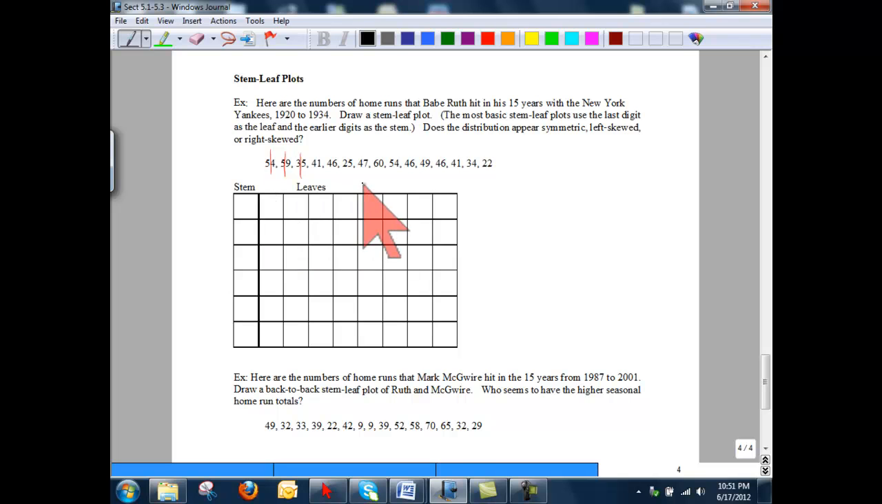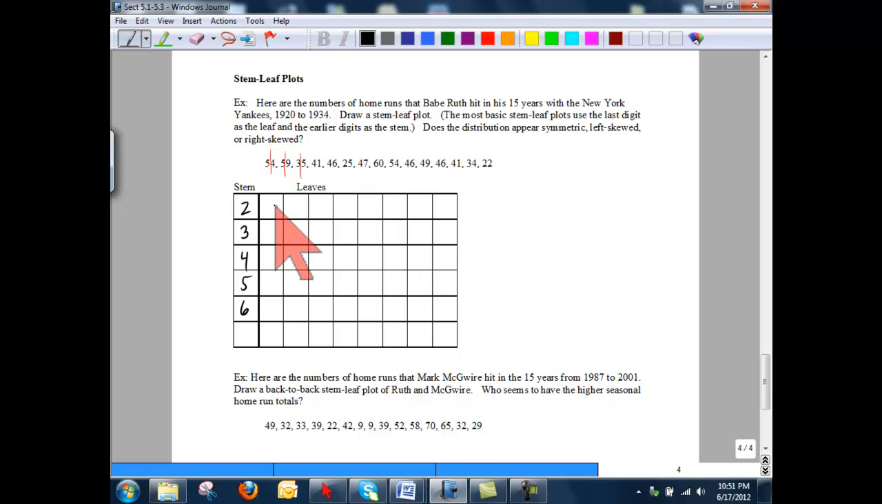So the lowest stem that I see is actually a 2, the highest stem that I see is a 6. At any rate, once I get started, I should not skip stems. I should just keep labeling until I reach the highest stem, so 2 through 6 in this case. And then the remaining digit, the second digit in the numbers, is a leaf.